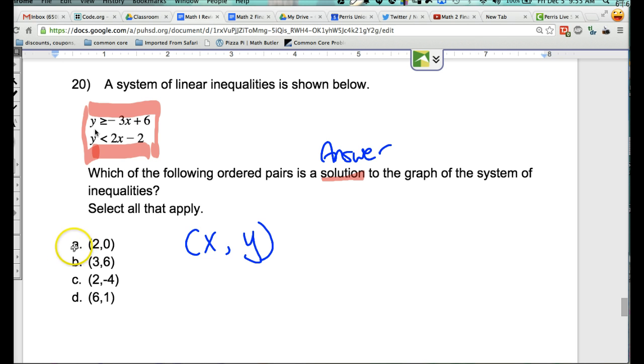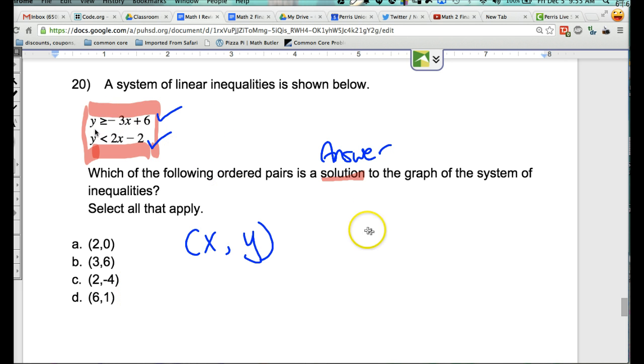So if you look at option A, 2, 0, what that means is x is 2 and y is 0, okay? So then what we have to do, in order for us to figure out what the answer is, when we plug in the numbers 2 and 0 into x and y, it has to satisfy this equation and it also has to satisfy that equation. Okay, so let's plug it in.